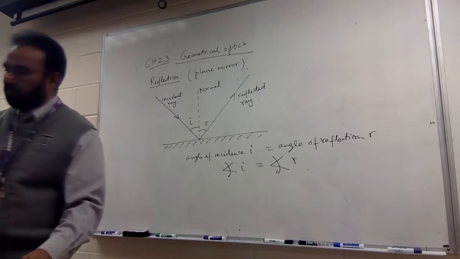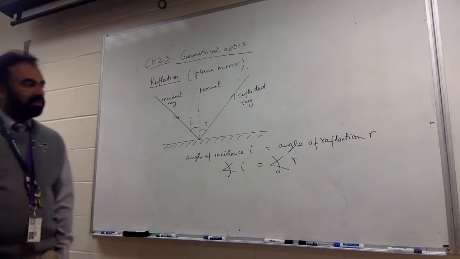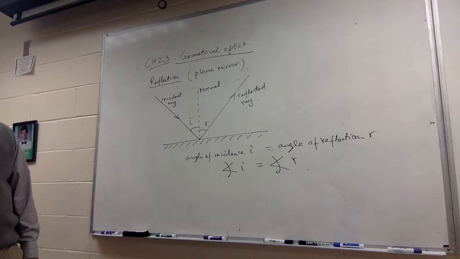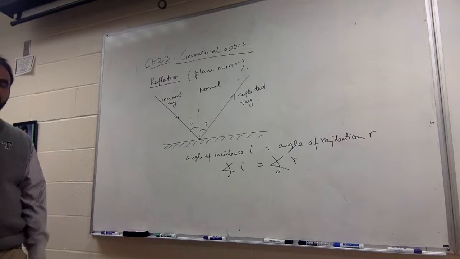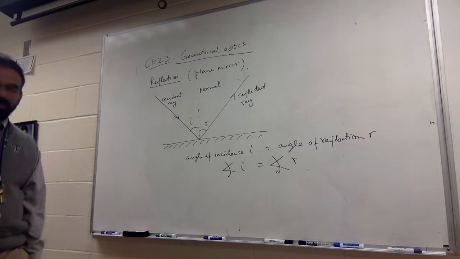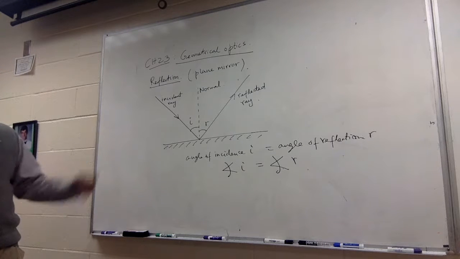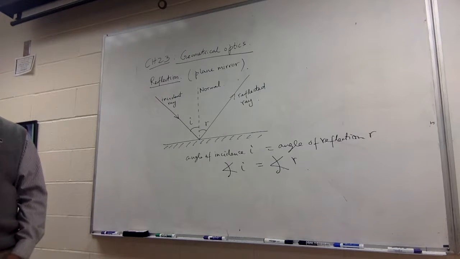Coming in, bouncing off. So it's not difficult to prove that one at all. We will use some of those concepts in refraction. So when we do refraction, then I will show you the proof. But for reflection, it's very easy. So angle of incidence is equal to angle of reflection.